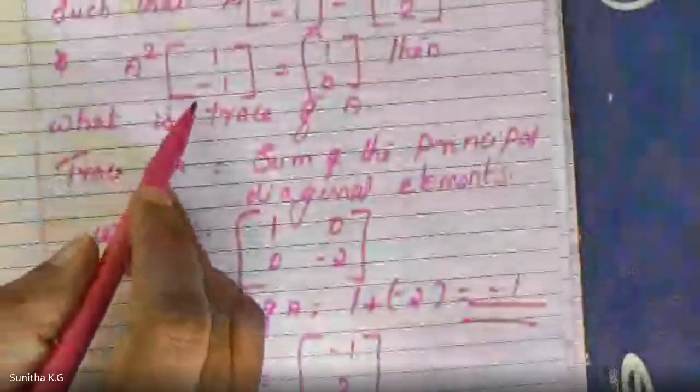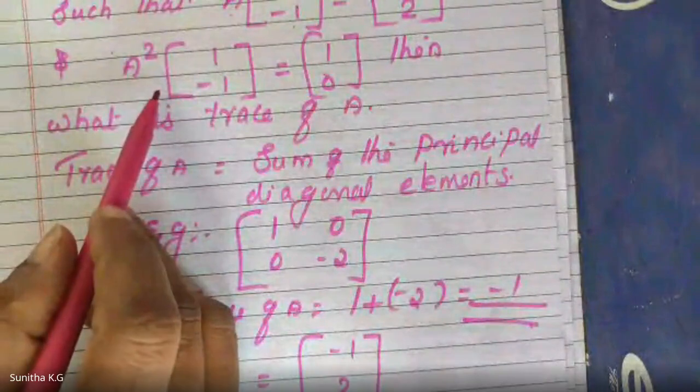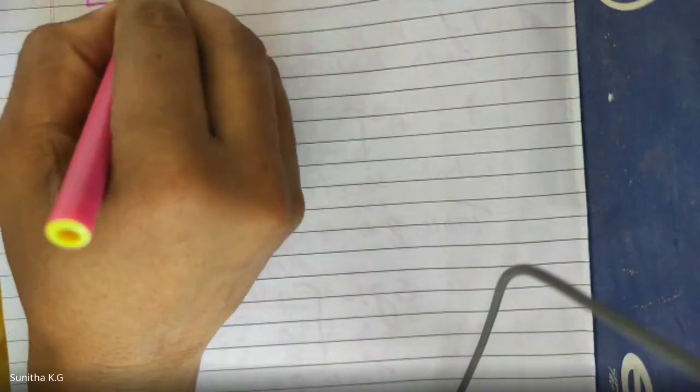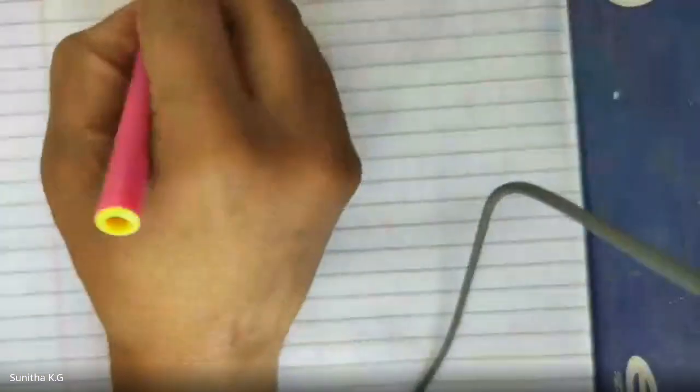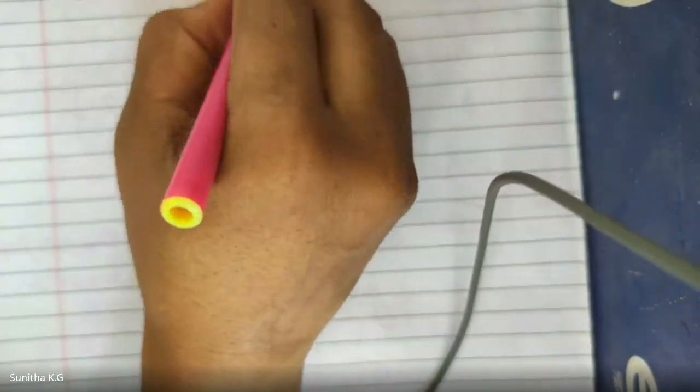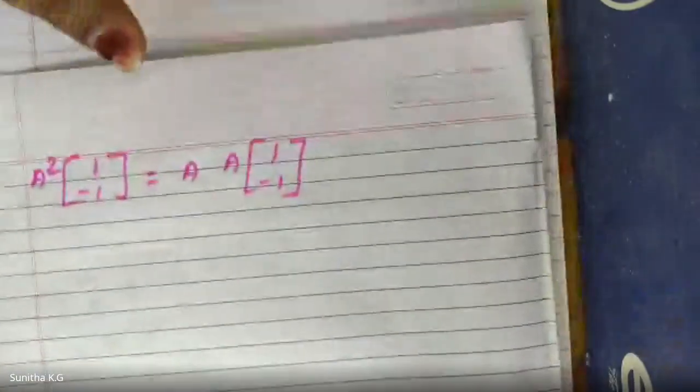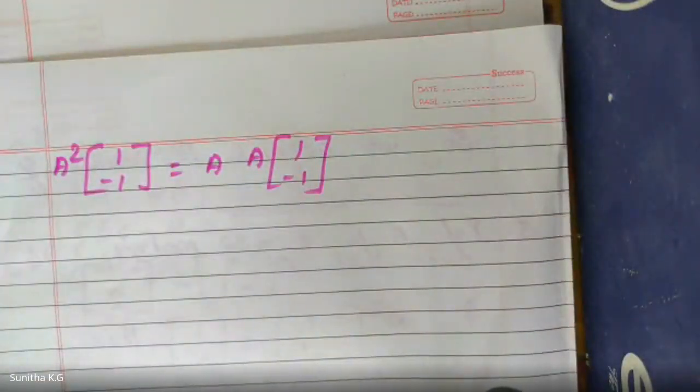Now, we have been given one more condition. What is it? A square into 1, minus 1 is equal to 1, 0. So, I am writing this one. A square into 1, minus 1 is actually equal to A into 1, minus 1 into A. Correct?